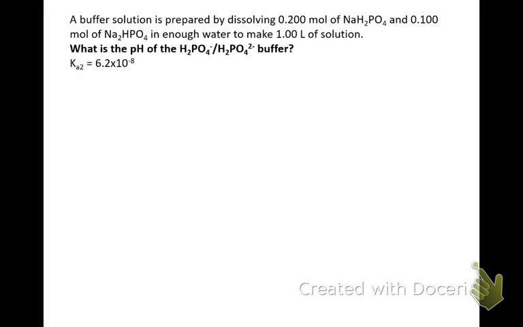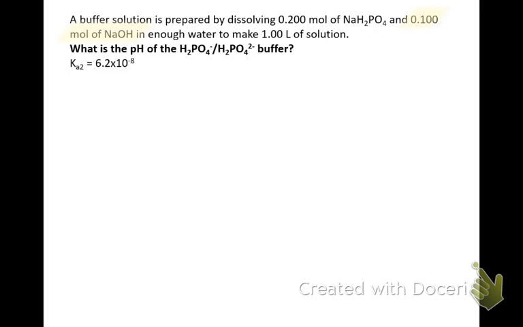Another way we could produce a buffer is to add some of a weak acid and a limiting amount of a strong base. So we'll do that here. Here is a similar but slightly different question, because you see that instead of adding 0.1 mole of Na2HPO4, we're adding some NaOH. So this is a different problem.